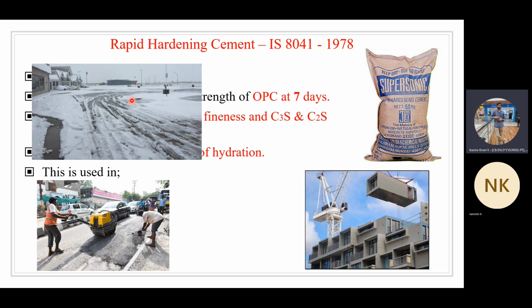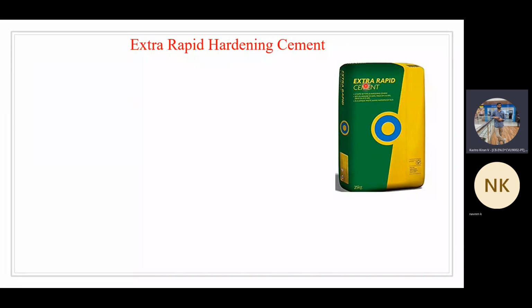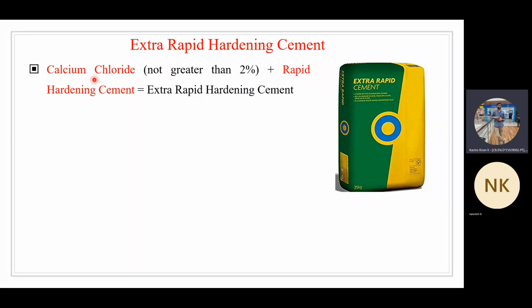And the next one is extra rapid hardening cement. You can see on the top of the cement bag, ERC, extra rapid cement. In this one, we have the calcium chloride content, which again should not be greater than 2%. Along with calcium chloride, we also have the rapid hardening cement inside this. That is when we call it an extra rapid hardening cement.